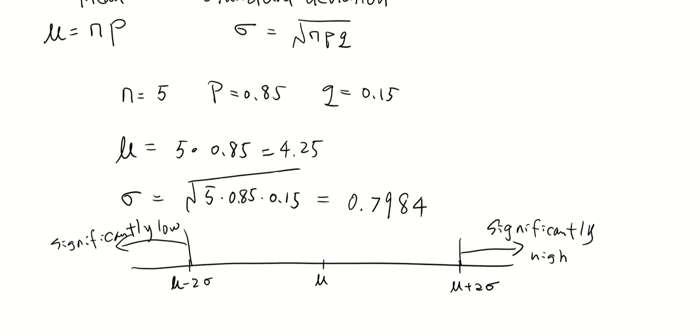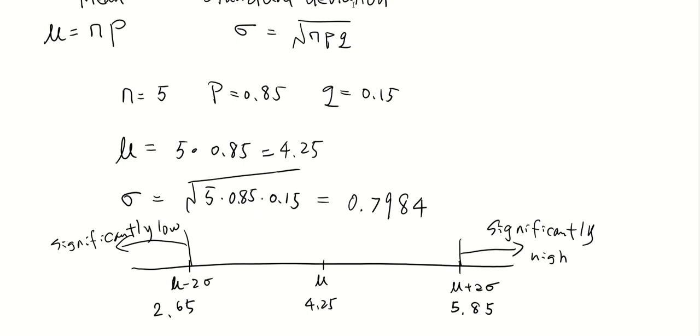So in our case, mu, 4.25 plus 2 standard deviations will be equal to 5.85. Any number that is greater than 5.85 is considered significantly high, and any number that is less than 2.65 is considered significantly low. So this means if you find 5.85 people out of 5 people know what Twitter is, that will be too high, which is impossible to have, because your sample size is 5. You can't get 5.85 out of 5.